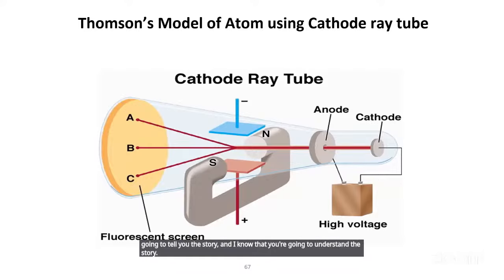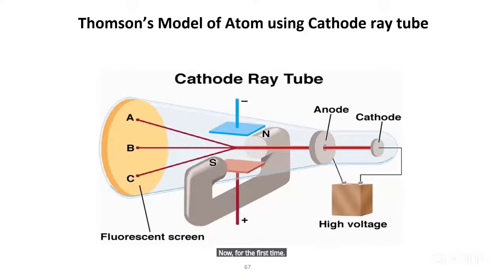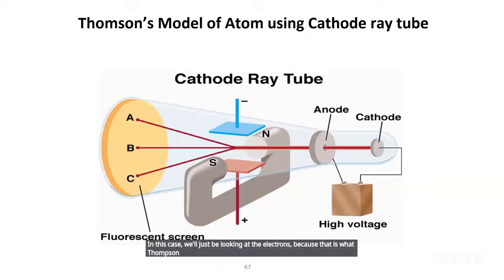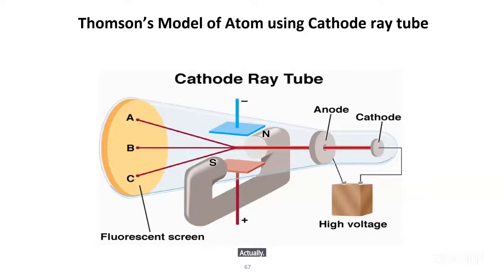Now, for the first time, it was proven that the atom is not totally indivisible, but that the atom is made up of smaller subparticles. In this case, we'll just be looking at the electrons, because that is what J.J. Thomson actually identified. Now, he used what we call the cathode ray tube in his experiments.